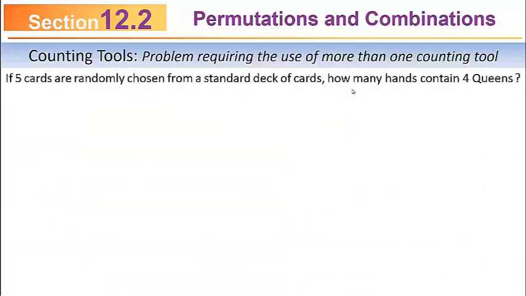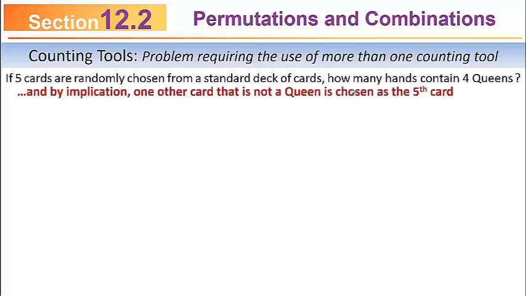If 5 cards are randomly chosen from a standard deck of cards, how many hands contain 4 queens? Now you've got 5 cards, and I told you that you had to have 4 queens. So even though they didn't come right out and say it, by implication, there's got to be another card that's not a queen chosen as the 5th card. You sort of have to read between the lines there. You're choosing 5 cards. They told you what 4 of them have to be. So there's still a 5th card involved. So you're still choosing 5 cards. They just told you what they wanted 4 of them to be.